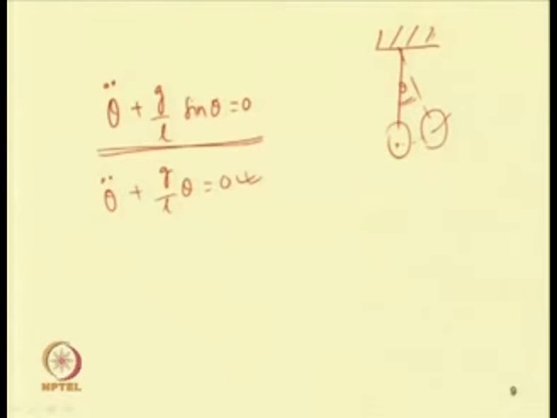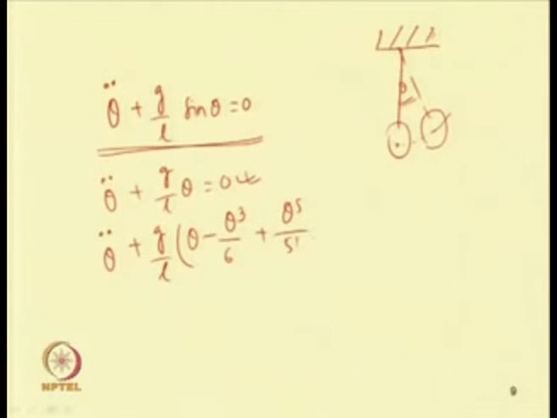This equation can be written in this form, that is theta double dot plus g by L times sin theta, where sin theta we can write as theta minus theta cube by factorial 3 plus theta 5 by factorial 5. In this way we can write, and one can write the higher order terms also.